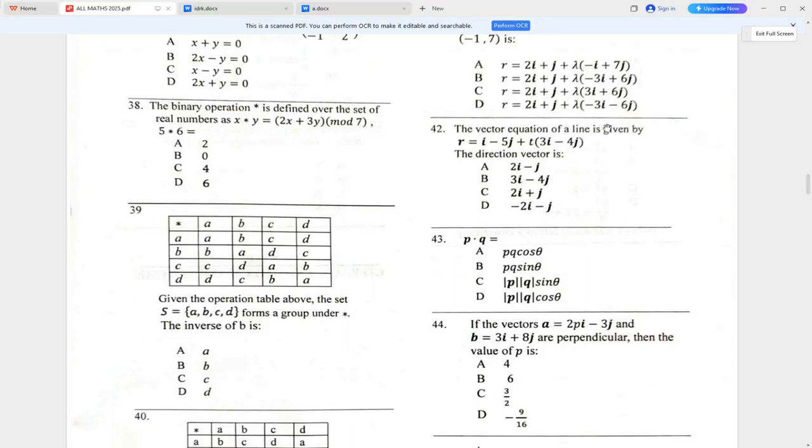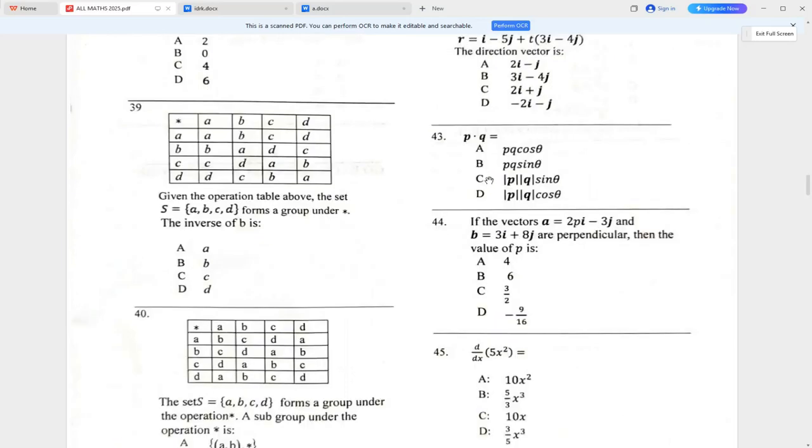Question 42, the vector equation of a line is given by r equals i minus 5j plus t times 3i minus 4j. The direction vector of a line is equal to the vector in the brackets of the parameter. In this case, the vector is equal to 3i minus 4j, which is B for question 42.